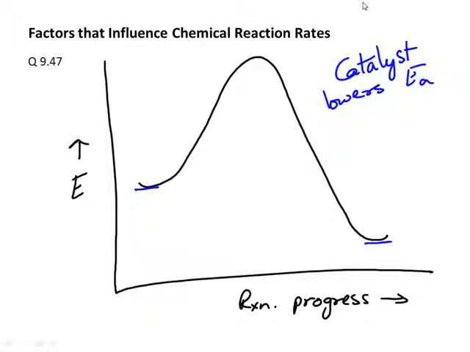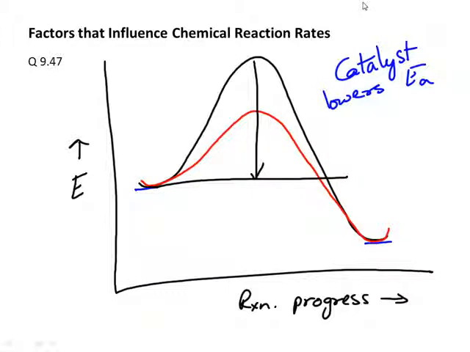So what a catalyst does is lowers the hump needed to be crossed in order to go from reactants to products. That's all it does. Without a catalyst, if you notice, this is the activation energy without a catalyst, and this is the activation energy with a catalyst.